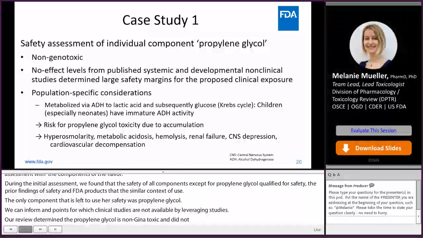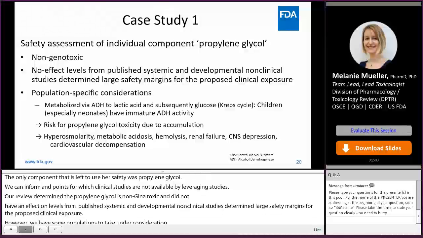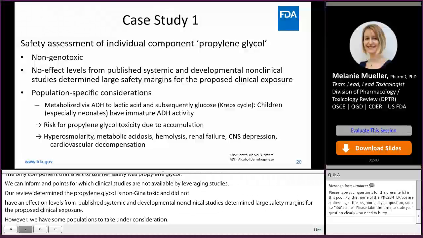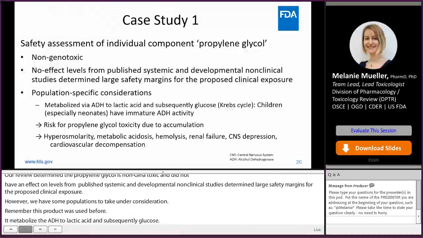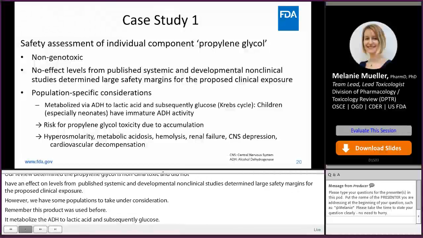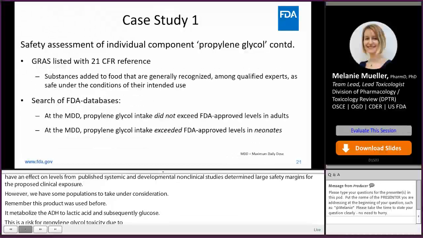Now, propylene glycol is metabolized via alcohol dehydrogenase to lactic acid and subsequently glucose. Children, especially neonates, have immature alcohol dehydrogenase activity. This renders them at risk for propylene glycol toxicity due to accumulation. The toxic signs are hyperosmolarity, metabolic acidosis, hemolysis, renal failure, central nervous system depression, and cardiovascular decompensation.